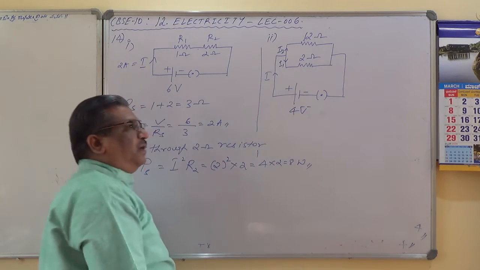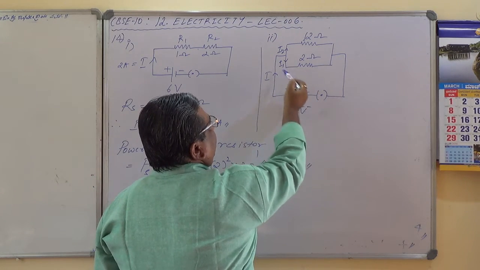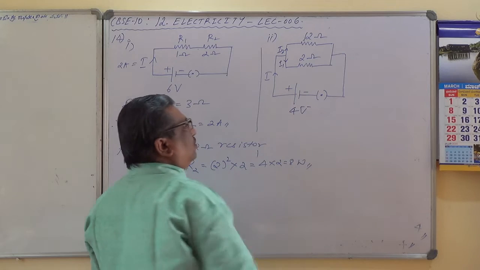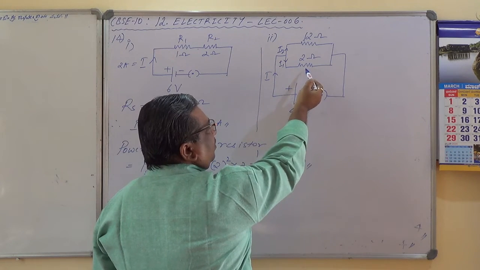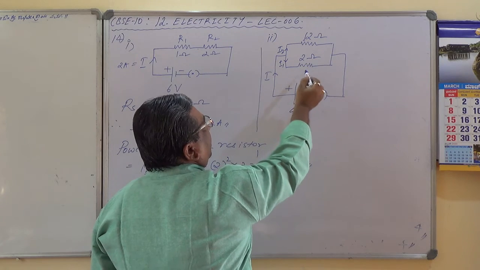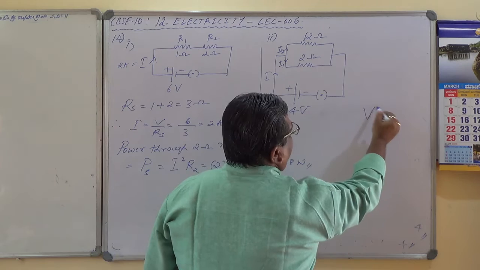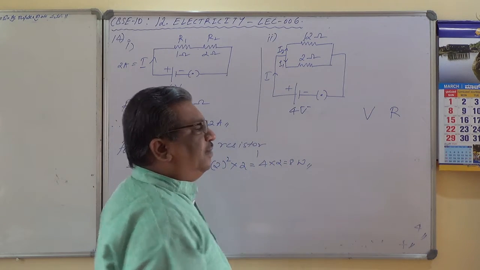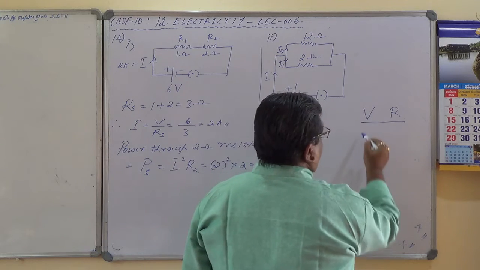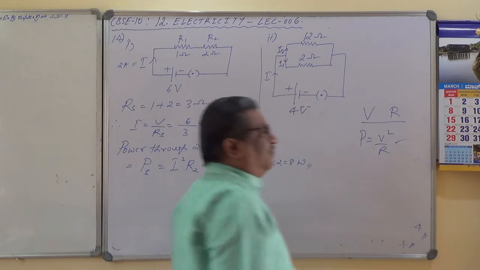Let us check how to calculate now. If I know the current here, I can find the power through the 2 ohm resistor using I squared R. The 4 volts remains the same here, and the 4 ohms remains the same here. So I know the voltage and I know R. How can we express power in terms of these two parameters? P equals V squared by R. Use this, you will definitely get this.